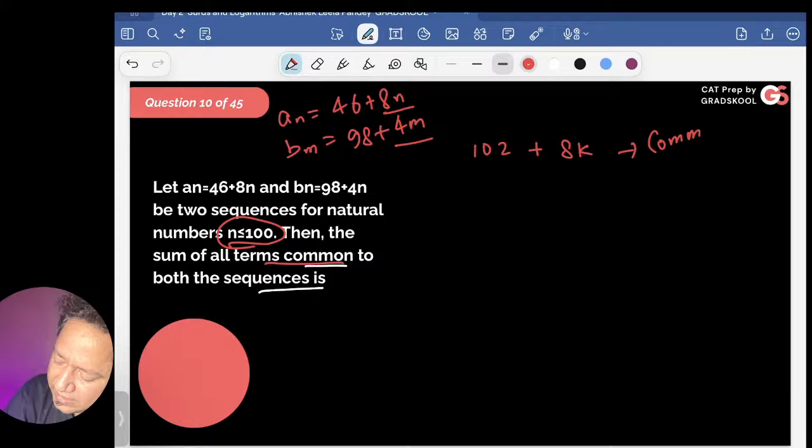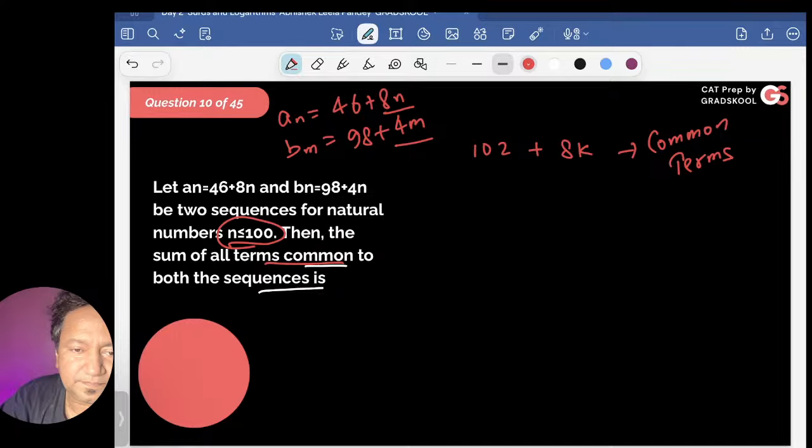Do you understand that? Yes or no? 102 plus 8k. All of you got that? Tell me in the comments, is that clear, guys? हाँ, LCM लेंगे 4 और 8 का. Is that clear?